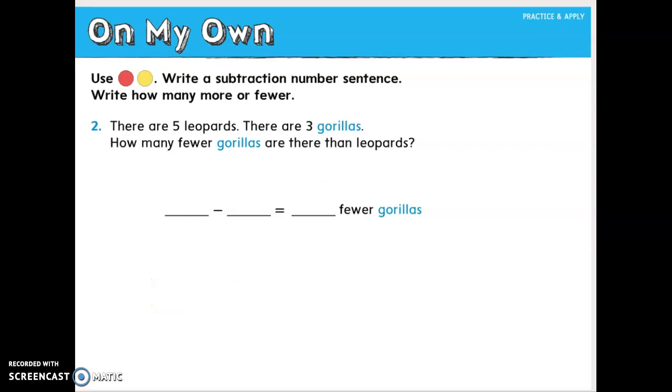Okay, so here we are. We're going to use our dots again. Write a subtraction number sentence. Write how many more or fewer. So for number 2, it says there are 5 leopards. Oh, I'm sorry. This was the same one. You know what? Let me fix it. I'm going to go back and find number 3. Okay, for number 3, here we go. We're back on track now.